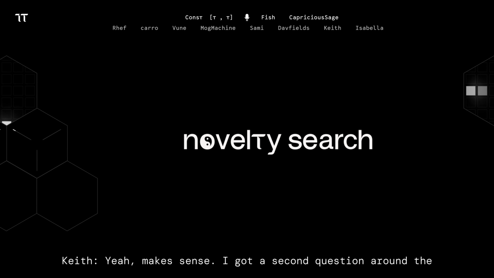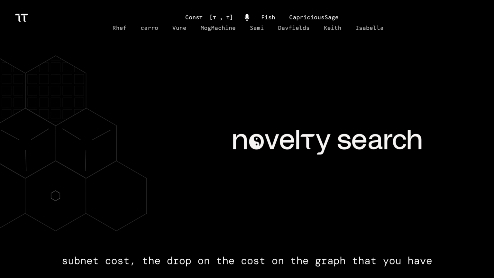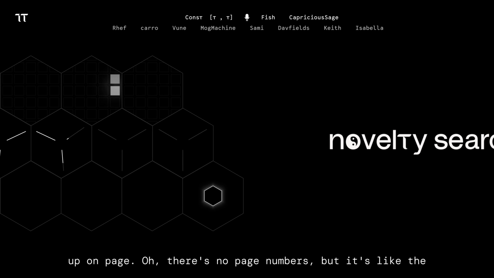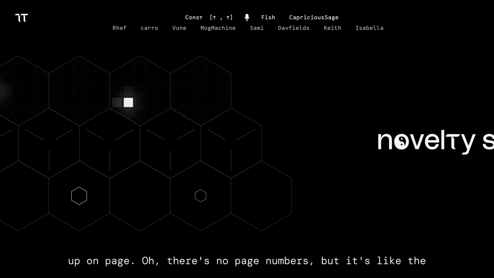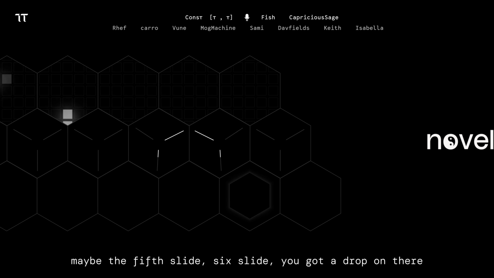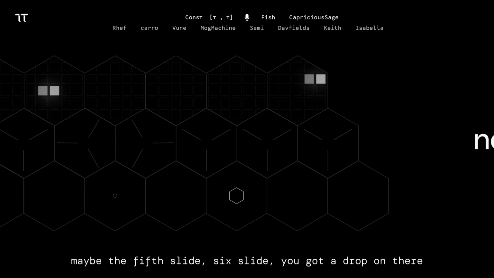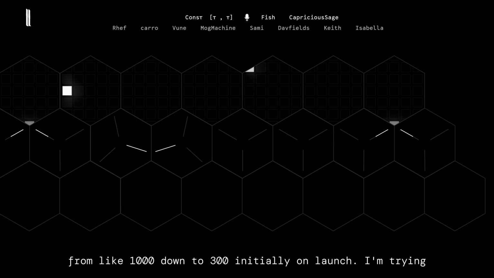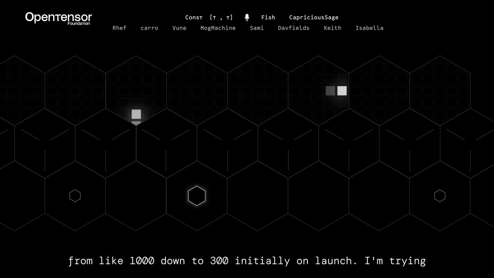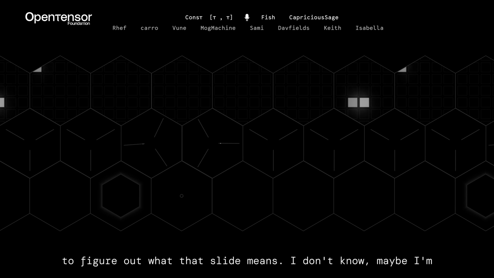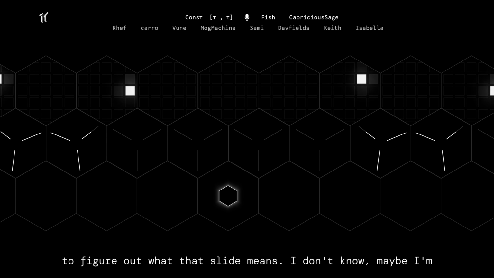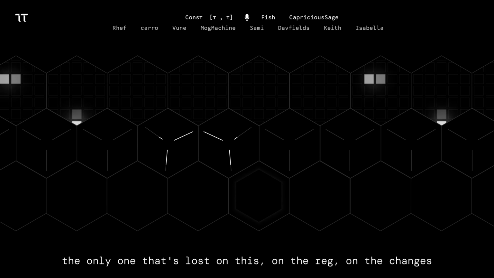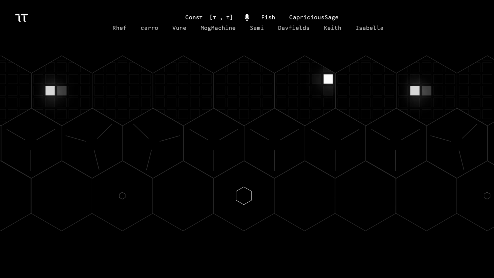I got a second question around the subnet cost. The drop on the cost on the graph that you have up on the page, there's no page numbers, but it's maybe the 5th slide, 6th slide. You've got a drop on there from like 1,000 down to 300 initially on launch. I'm trying to figure out what that slide means. Maybe I'm the only one that's lost on this, on the changes to subnet registration.